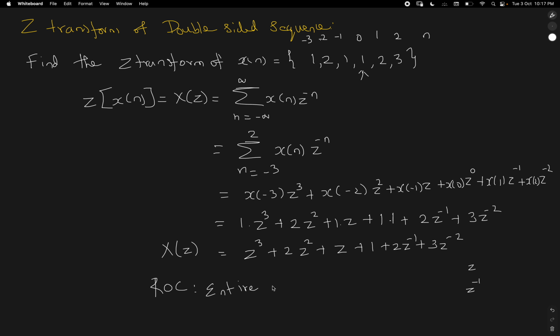entire z plane except z is equal to 0 and z is equal to infinity. Except these two values of z, that is z is equal to 0 and z is equal to infinity, for all other values x of z will converge, that is, it will take some finite value.